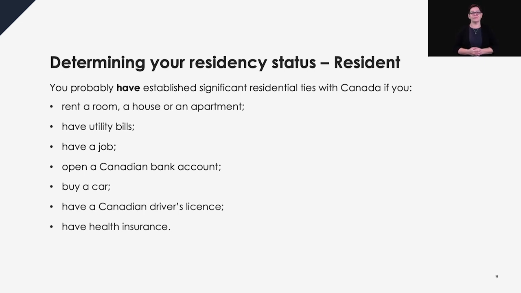Now, are you able to determine your residency status? Let's look at some other useful information together. When determining your residency status as an international student, you establish significant residential ties with Canada if you rent a room, a house, or an apartment, have utility bills such as electricity, gas, phone, internet, find a job, open a Canadian bank account or apply for a credit card, buy a car or furniture, have a Canadian driver's license, have health insurance with a Canadian province or territory.